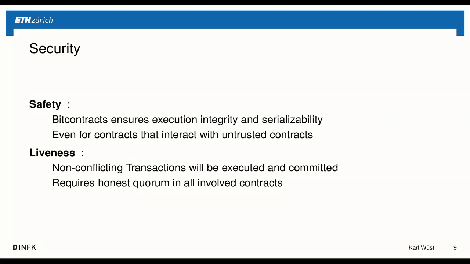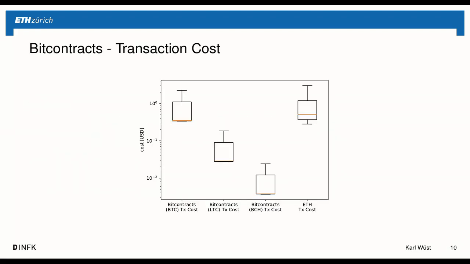Bitcontracts ensure safety and liveness for the contracts. As a safety property, Bitcontracts ensures that we have execution integrity and serializability for all contracts whose trust assumptions are not violated. And this property holds even if a contract interacts with an untrusted contract. As a liveness property, we ensure that a non-conflicting transaction submitted by an honest client will be executed and committed. And this property requires an honest quorum for all involved contracts. You can find more details about this in our paper.